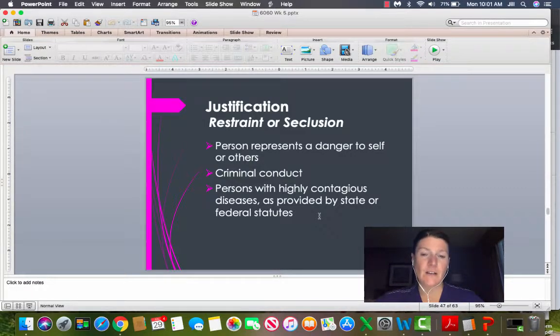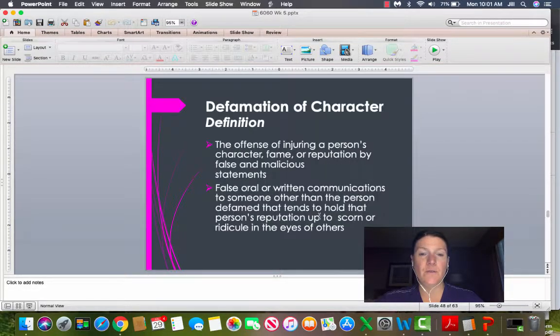Some of the justifications that exist, like I said, that highly contagious disease. Patient has exhibited criminal conduct, so if the police are there with them, we may have to restrain them or seclude them. Or if they're a danger to themselves or to others, those are the situations where we may get the police department involved. It depends on your state law in those cases, but to have them put in place paperwork that says that we can keep them in our facility because they could injure themselves or injure others.